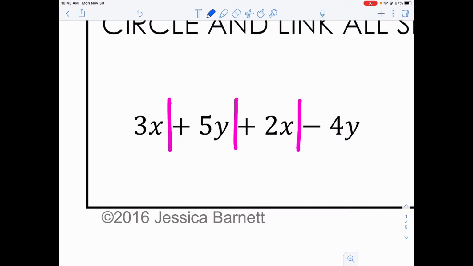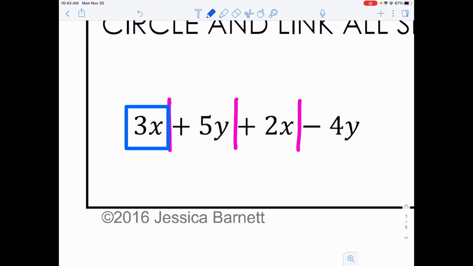I always start with the first term in the expression. This one is 3x. And I want to look for everything that would be considered a like term to 3x. I'm going to move to my next term. It is a positive 5y. This is not a like term because they don't have the same variables. So I am not going to put a box around the 5y.